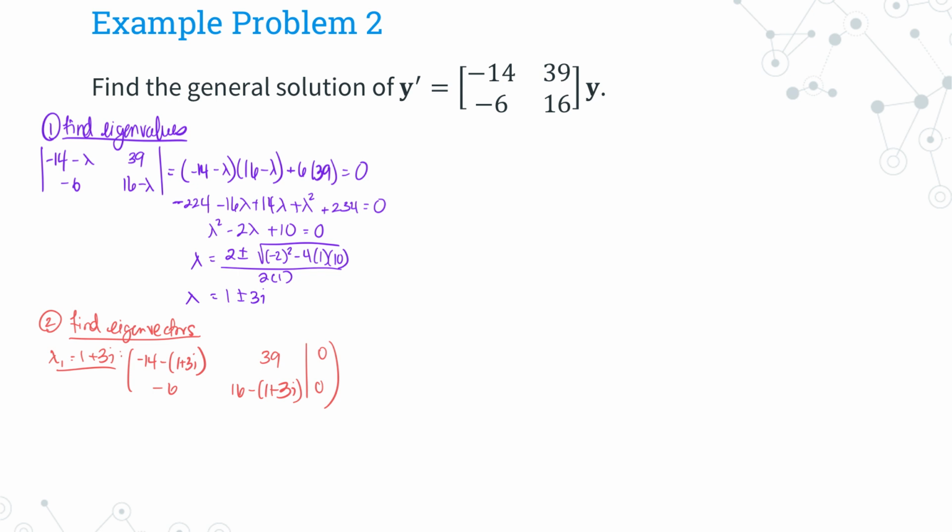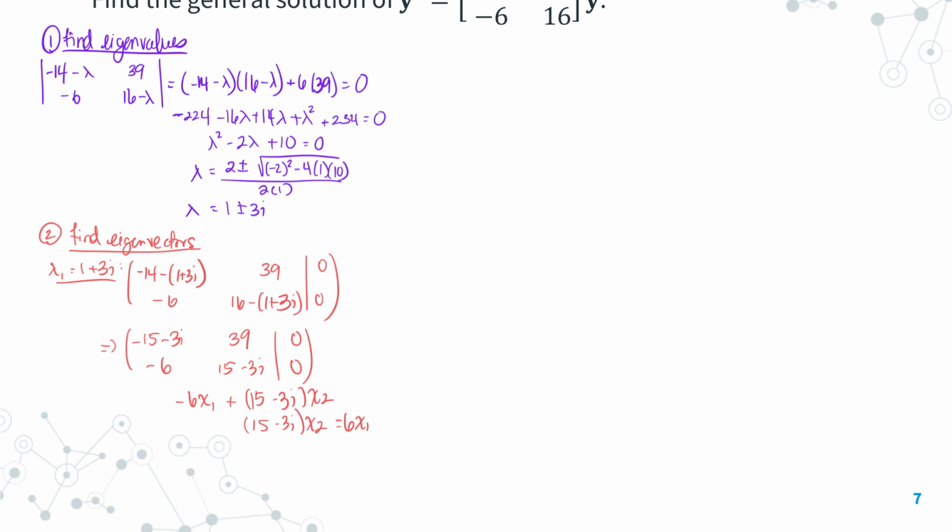So if we do a little simplification here, we end up with negative 15 minus 3i, 39, 0. And negative 6, 15 minus 3i, and 0. I'm going to use the second row here this time because you could use the first row and you'll still get a very similar answer. It's just that if we use the second row, it's a little clearer that we're going to be able to factor a negative 3 out of everything. So we would end up with negative 6x1 plus 15 minus 3i times x2, or 15 minus 3i times x2 is equal to 6x1.